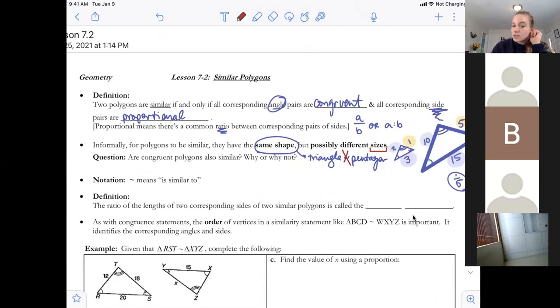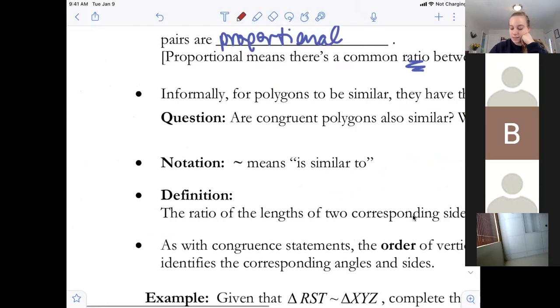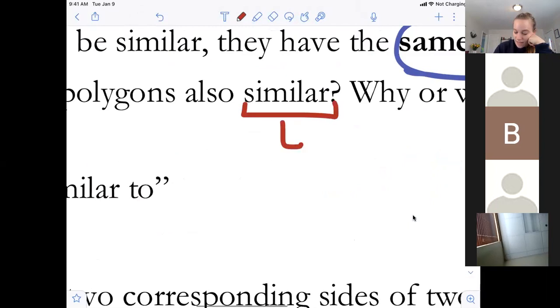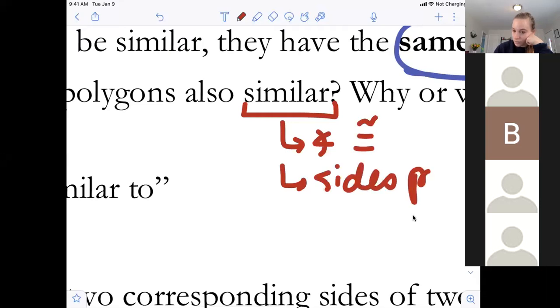Okay. The next question says, are congruent polygons also similar? Why or why not? I would argue congruent polygons, I'd say yes, they are similar. And let's think about that. To be similar, all of my angles have to be congruent, and my sides have to be proportional.